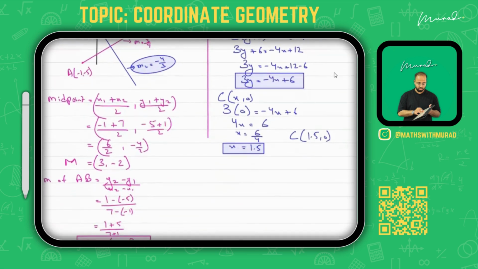For D, you will be using the same equation. Now for D, it is going to be 0 comma y. So I'll write 3y is equal to negative 4x plus 6. Now I'll be putting x as 0. So this will become 6 only.